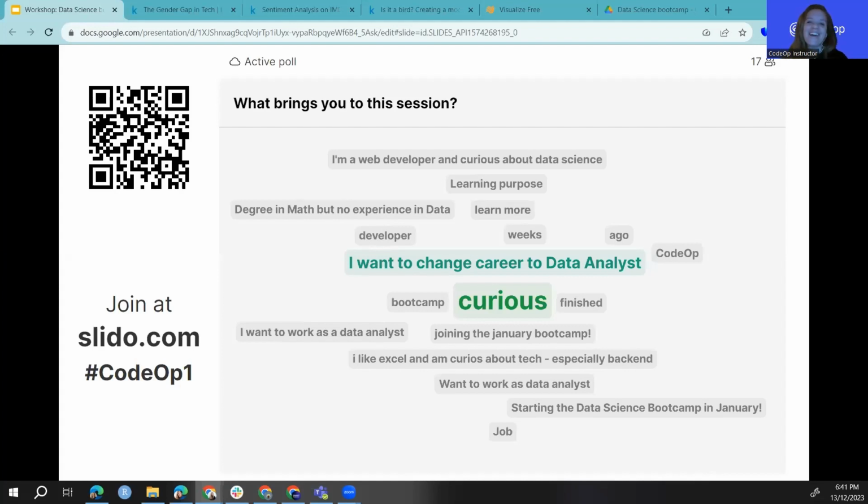So this is why I'm here in this session. I want to give back to Codop because it's thanks to them that I did that bootcamp and that I got the job where I am now. Yep.